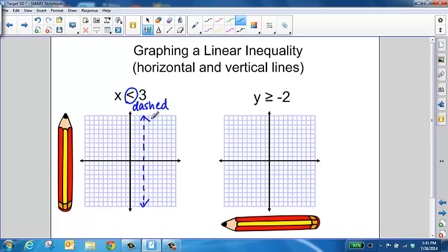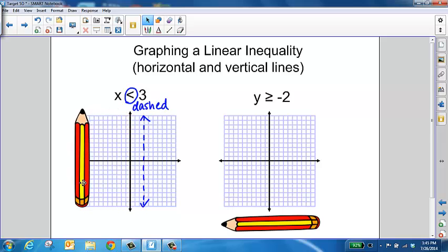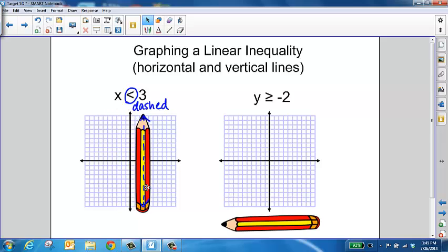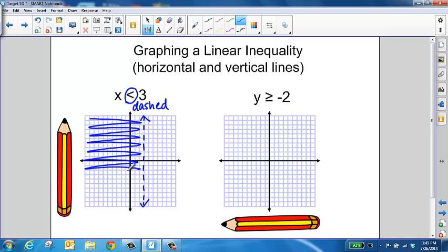Now, again, we always need to include shading when it is a linear inequality that we're graphing. So we're going to take our pencil, put it on that boundary line, and since this is a less than symbol, what do you think would be less than? Do you think it would be everything to the left of that line, or do you think everything to the right of that line would be less than? So in this case, everything to the left of that line is going to be less than.